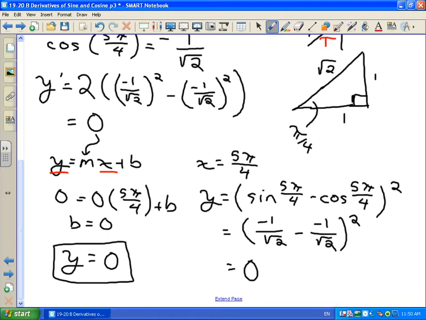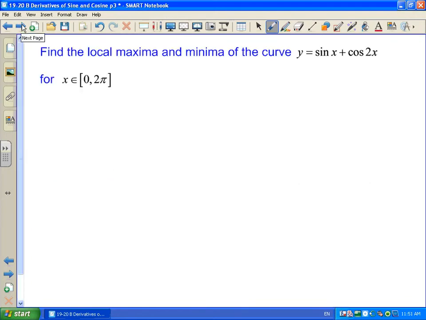All right, so that's a standard type of question. Here is the other kind of question we like asking you. Find the local maxima and minima of this curve, y equals sine x plus cos 2x, over some interval.